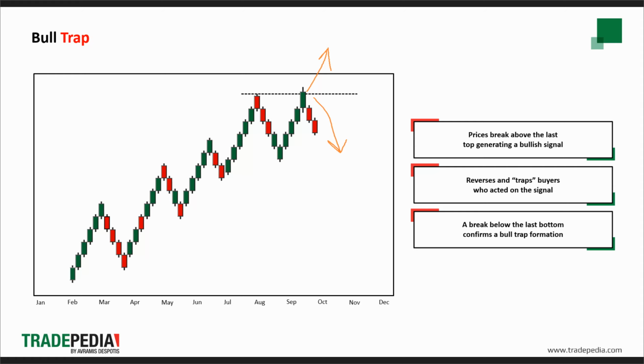It reverses and traps buyers who acted on a signal. A break below the last bottom confirms the bull trap formation. A very simple way to avoid this is when price is in an upward trend: you have low, high, higher low, higher high, higher low, higher high, higher low, higher high. To confirm that this is not a bull trap, you need to have another higher low.